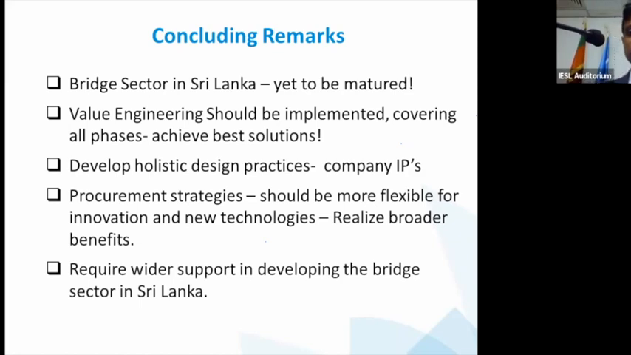And the second one is value engineering. We call it optioneering studies, and that has to be done for many projects. Then only you get the right response.